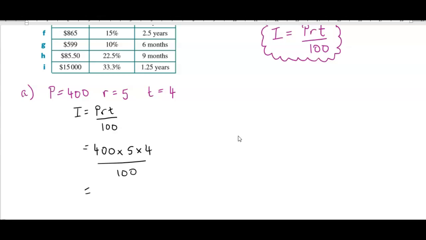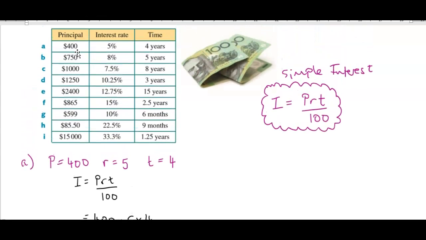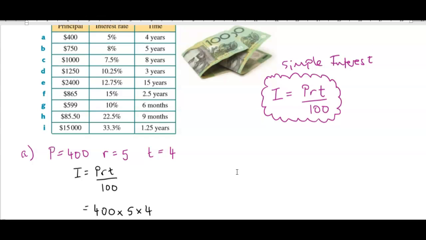So that's 80. So the total interest earned is $80. Basically you get 5% interest every year. 5% of 400 is $20, and then you multiply that by 4, that's where the 80 comes from. Each year you're getting $20 interest, so after 4 years, you've got $80. It's not complicated compared to compound interest because the interest rate just stays the same each year.